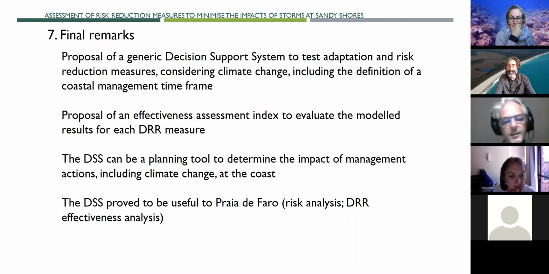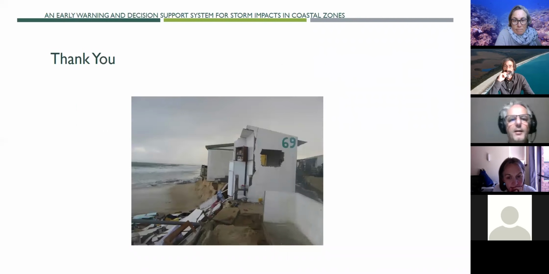And in our case, it proved to be useful for Praia de Faro. For the risk analysis of Praia de Faro, we passed all this information to the coastal management, and the coastal manager at the end didn't do much so far, but let's see if with all this information in the future, the risk at Faro Beach can be reduced. And that's all. Thank you so much.